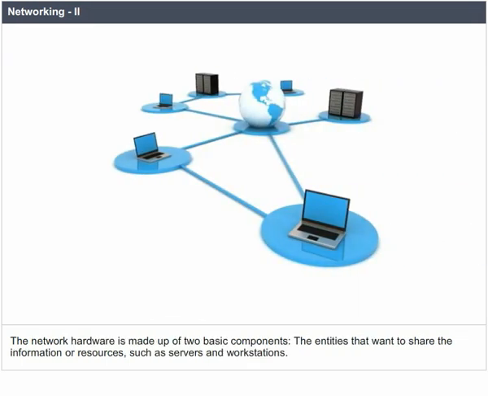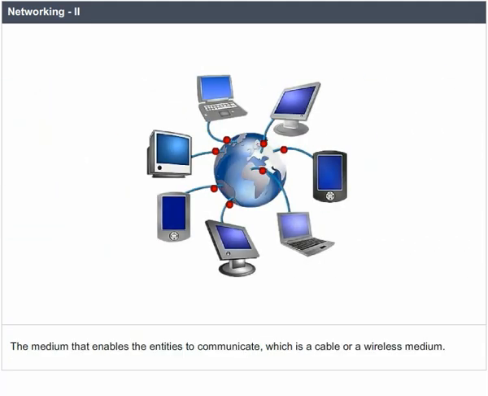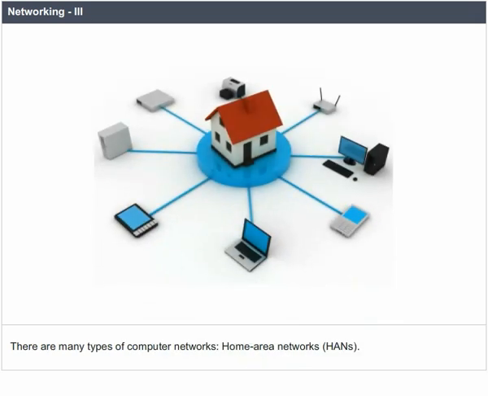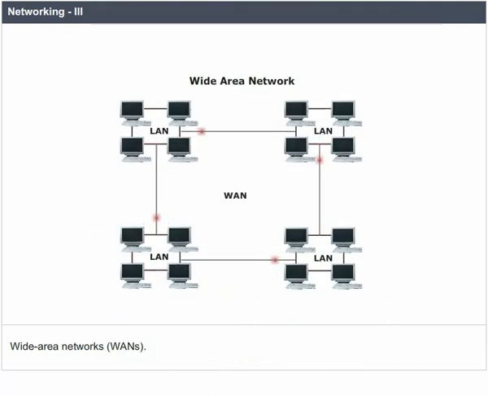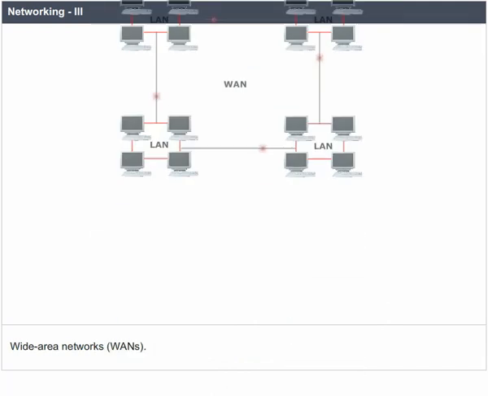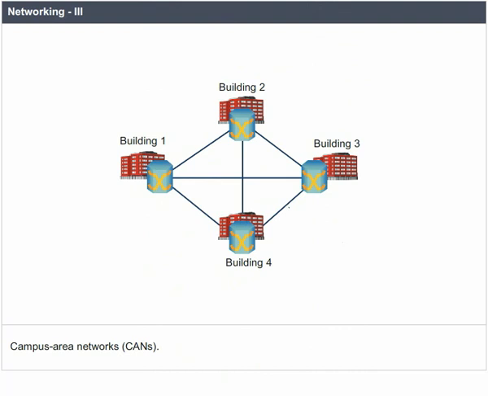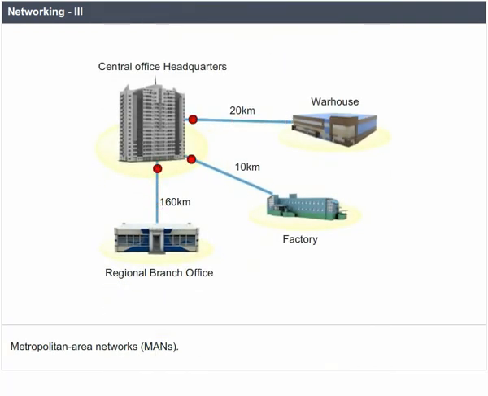The network hardware is made up of two basic components: the entities that want to share the information or resources, such as servers and workstations; and the medium that enables the entities to communicate, which is a cable or a wireless medium. There are many types of computer networks: home area networks, wide area networks, campus area networks, metropolitan area networks.